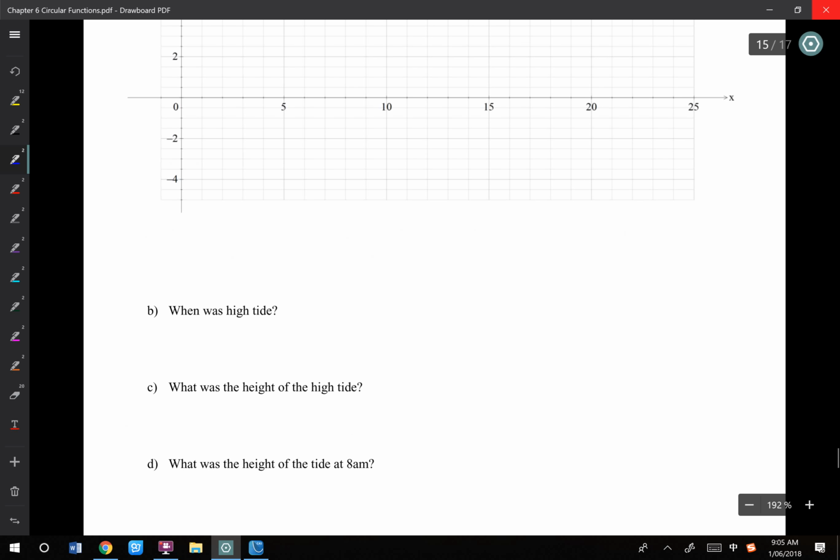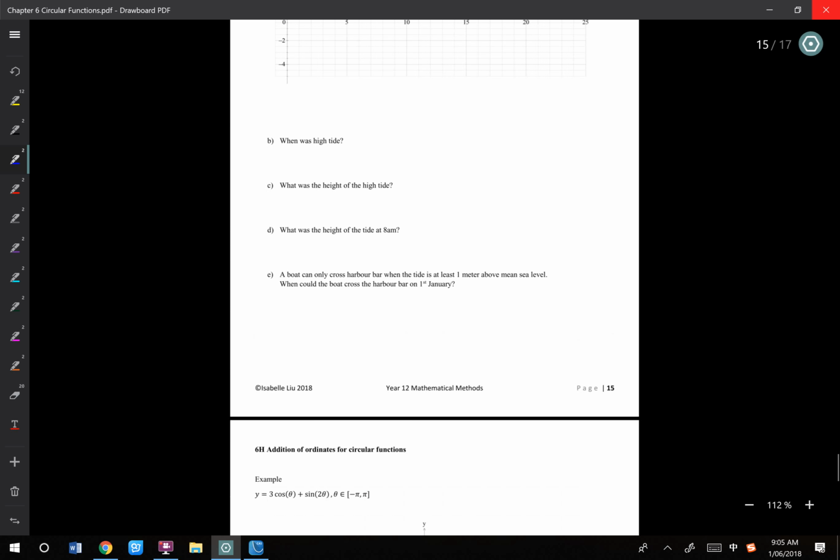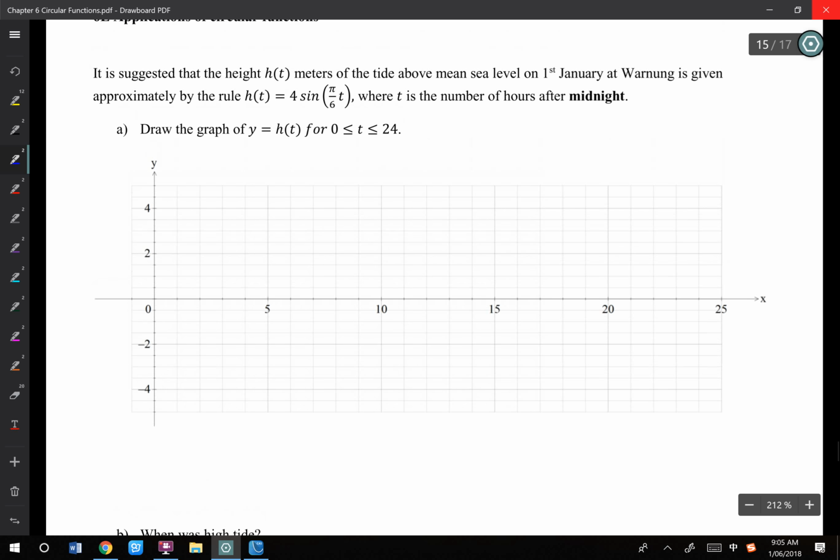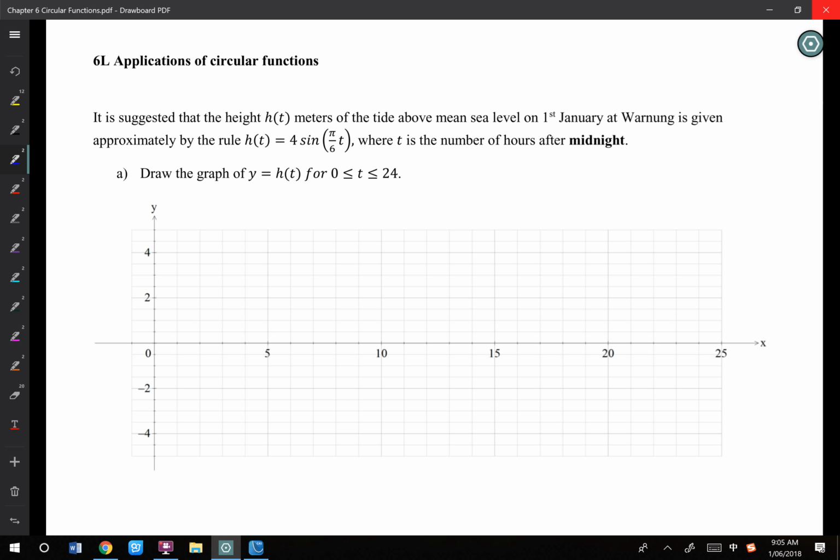Let's go up to page 15. It is suggested that the height h meters of the tide above mean sea level on 1st of January is given approximately by the rule, where t is the number of hours after midnight. Draw the graph y equals to h(t) over 0 to 24. Well, it's quite an easy graph.